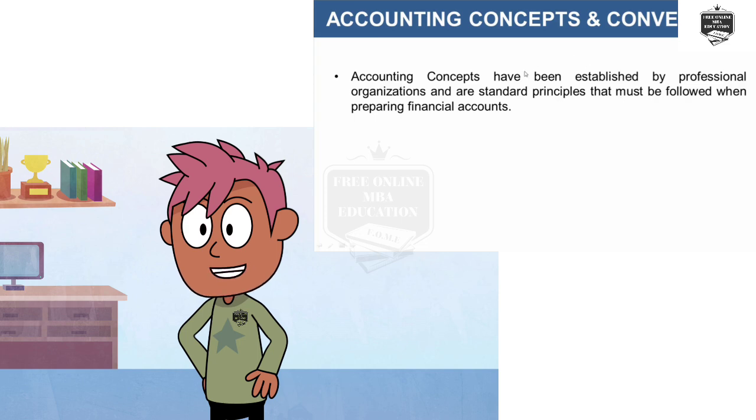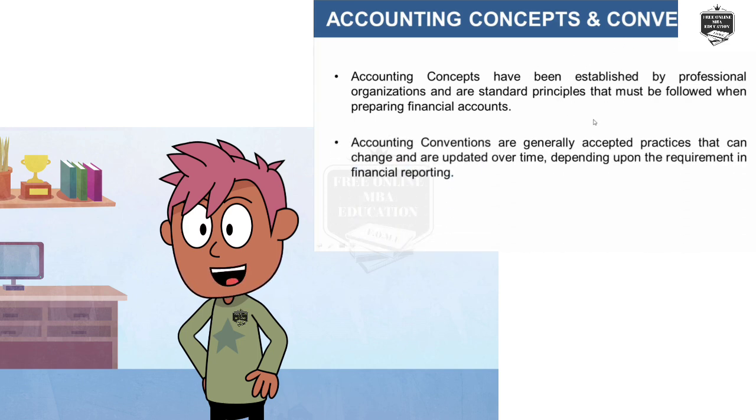So concepts thus are different from conventions. We will see what conventions are. So accounting conventions are generally accepted practices. Now there is difference between principles and practices. Practices are followed whereas principles have to be followed. They must be followed. So conventions are generally accepted practices that can change and are updated over time depending upon the requirement in financial reporting.